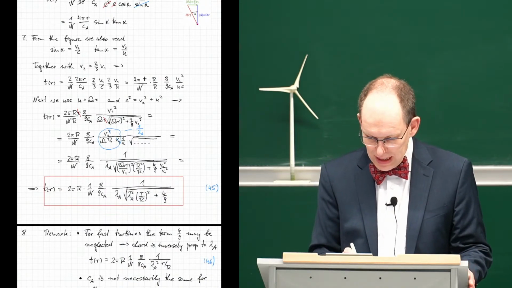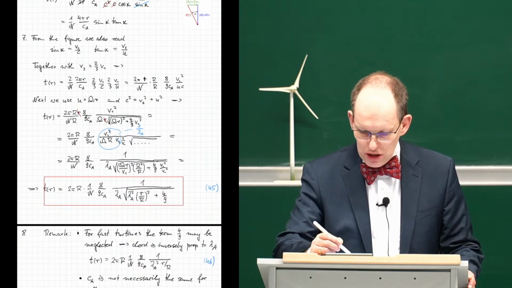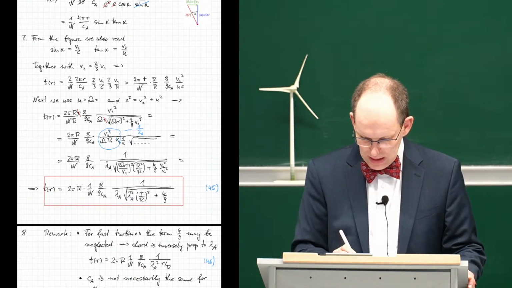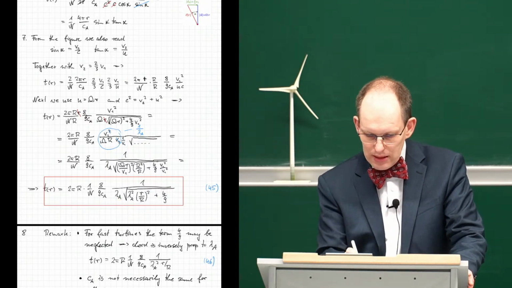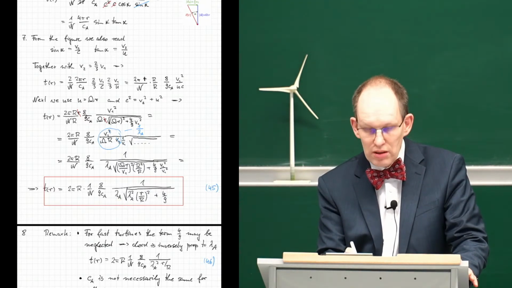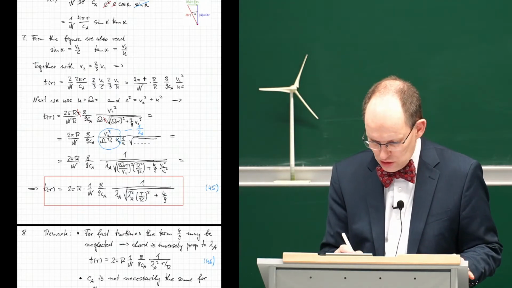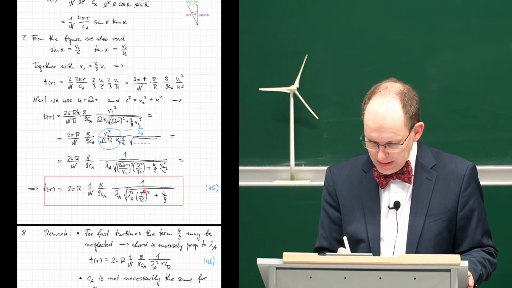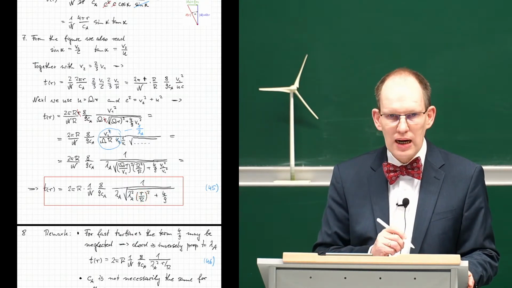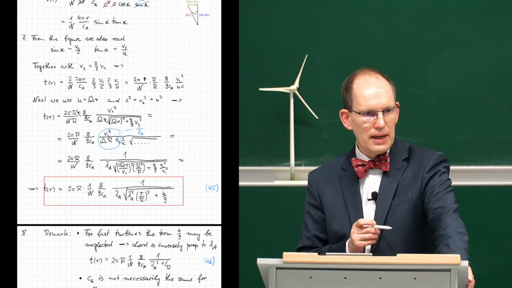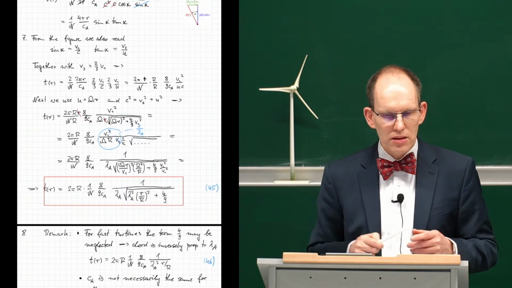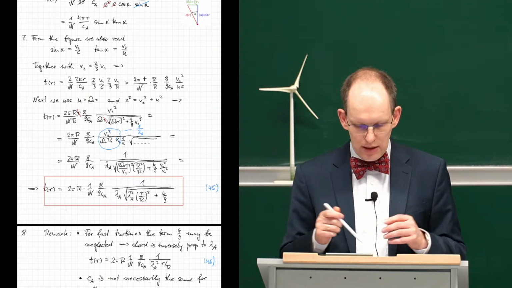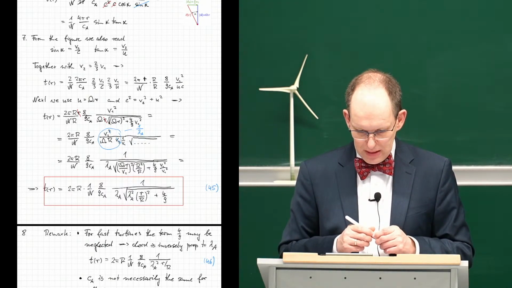the higher the tip speed ratio, right? This is the tip speed ratio. The higher the tip speed ratio, the shorter the chord length. And you see here this dependence R over capital R, where capital R is the length of the blade, the radius of the wind turbine. Very nice.